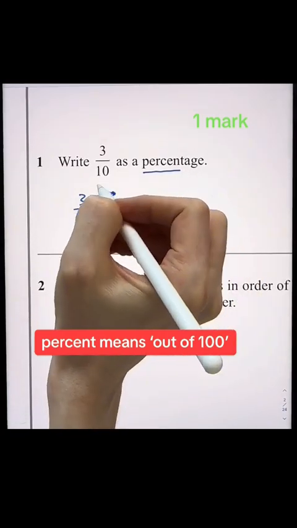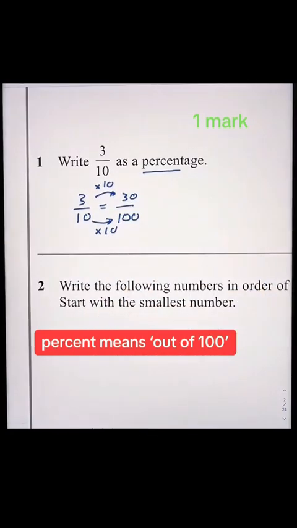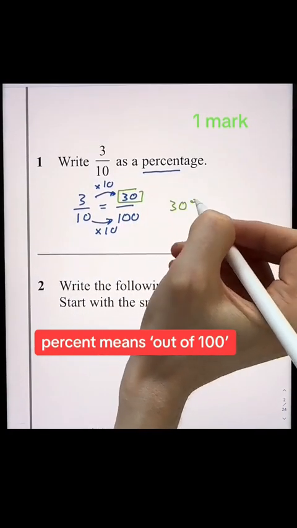Whatever you do at the bottom, you do the same to the top. So 3 times 10 gives us 30. Now that's out of 100, we just simply read off our number at the top. Hence 3 over 10 is 30%.